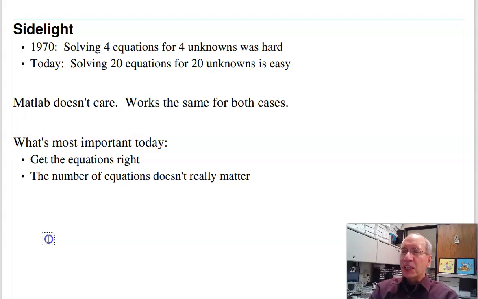Now, how you solve these problems kind of changes over the years. Back when I was in college, solving 4 equations for 4 unknowns was just a pain. So you do any trick you could to come up with 2 equations, 2 unknowns, or 1 equation, 1 unknown. Today, I don't really care. Give me 20 equations, 20 unknowns. I can solve that really easy. Just throw it in Matlab. With Matlab, the number of equations really doesn't matter. What matters is get the equations right. That's going to show up when you take circuits 1, circuits 2. The tests typically test, can you get the equations right? Get the equations right, presumably you can solve using Matlab. But what really matters is get the equations right.